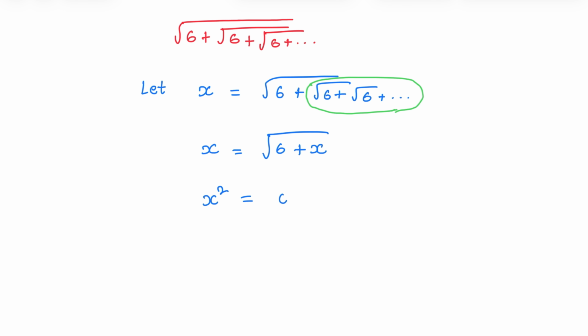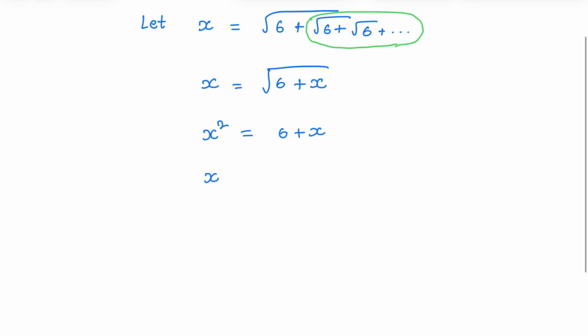x square equal to 6 plus x. x square minus x minus 6 equal to 0. Let's simplify this. We know factorization. See, here product is minus 6 and sum is minus 1. So we can write minus 6 as minus 3 into 2, and its sum is minus 1.